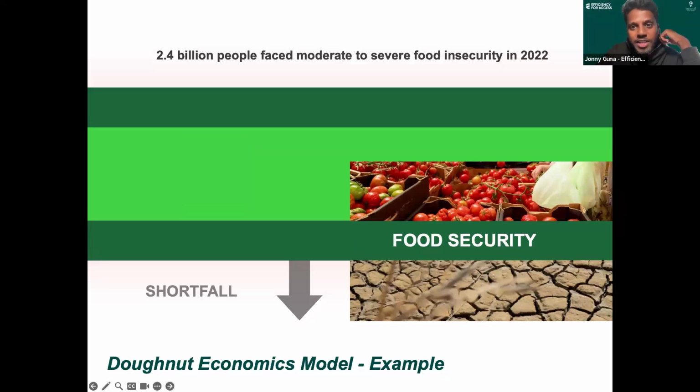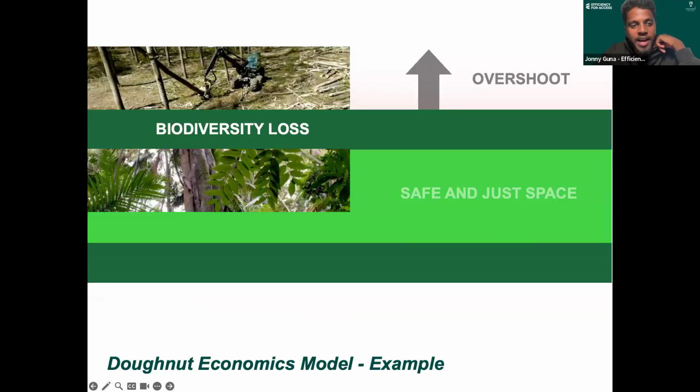But the current situation, is that the case? Not really. We've got 2.4 billion people facing moderate or severe food insecurity in 2022. So what does this go to show? It shows that there is a shortfall, where people have food insecurity, and it's real. But on the other hand, this has to be balanced with biodiversity loss. It's all well and easy saying we want all the food, but this comes at a cost and it has to be balanced with other aspects.